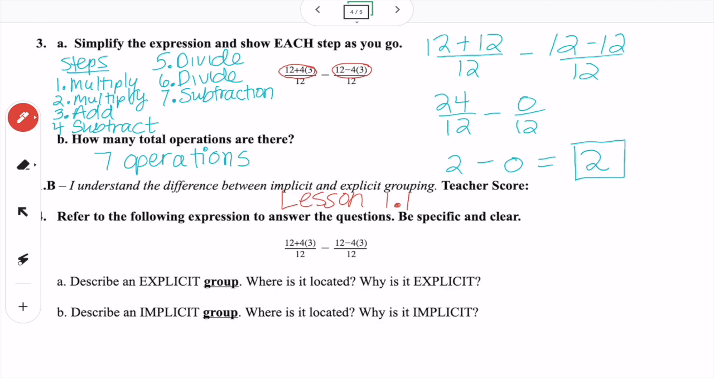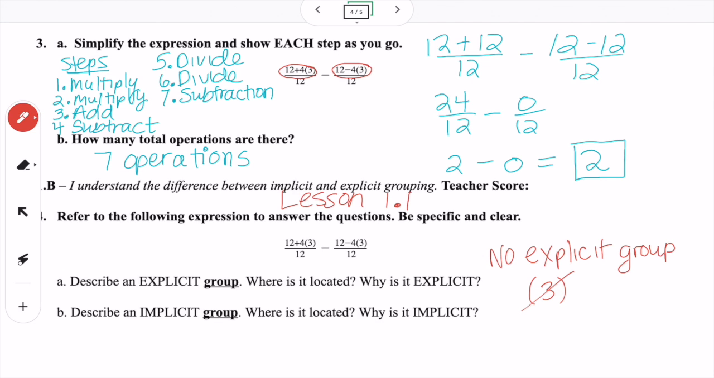So we have the same expression from number 3, but we're trying to describe an explicit group and where it's located. Why is it explicit? This one's kind of a trick. There are no explicit groups. An explicit group is a group of numbers or operations inside of a parenthesis. And there is a number inside of a parenthesis, but this is not a group. So it doesn't count. There's no explicit groups.